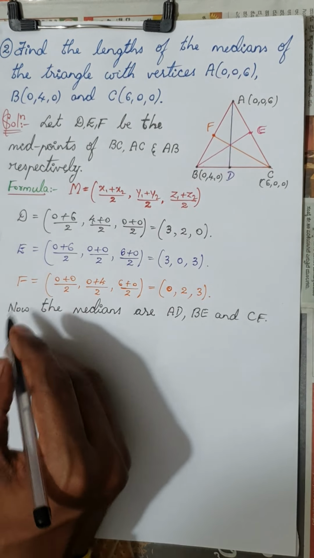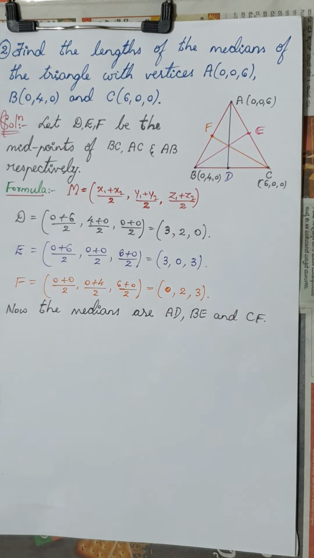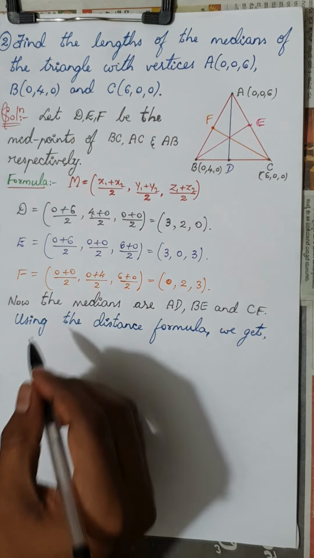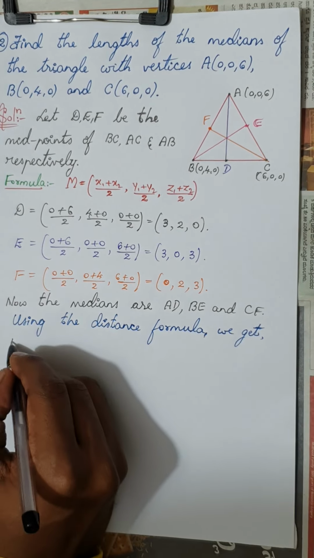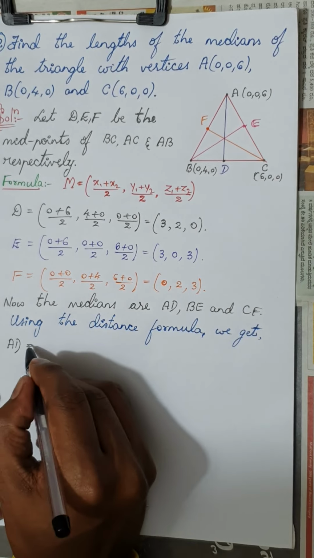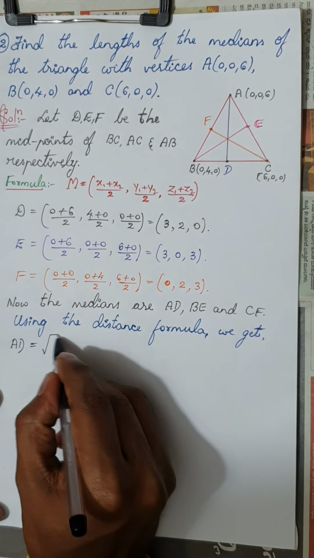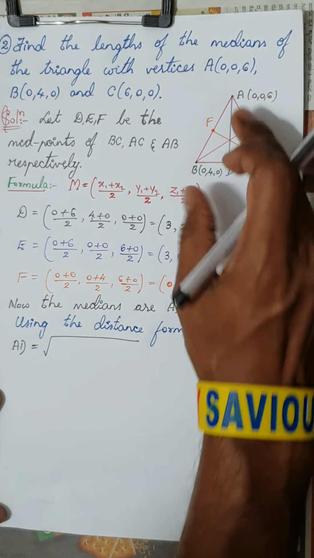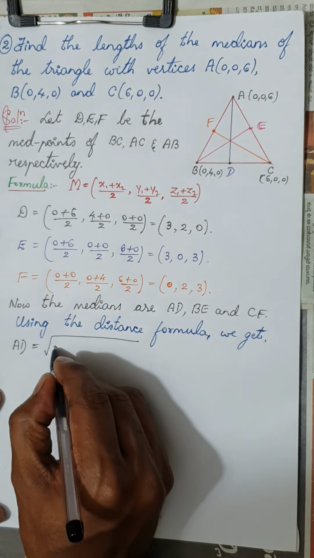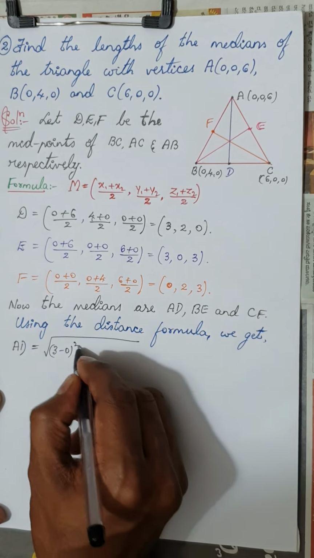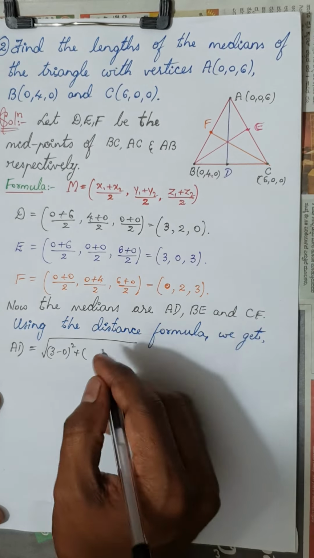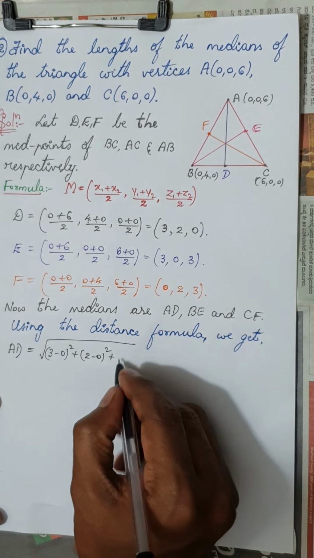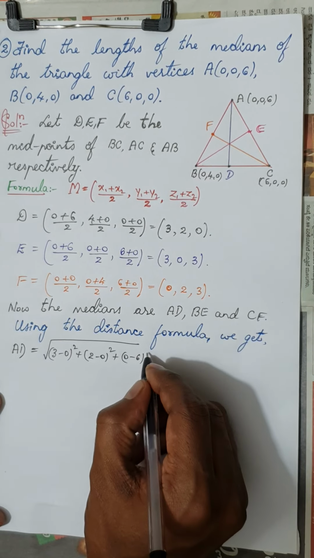So using the distance formula, we get the result. Therefore, using the distance formula, we have AD. In the distance formula, I will directly substitute. That is nothing but square root of (x2 minus x1) whole square, taking the points A and D. It is 3 minus 0 whole square plus 2 minus 0 whole square plus 0 minus 6 whole square.